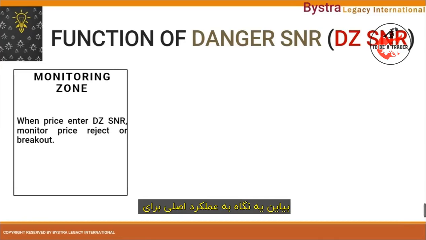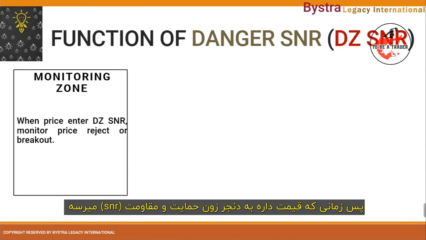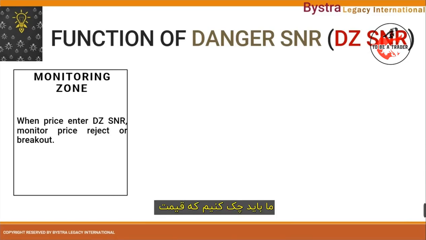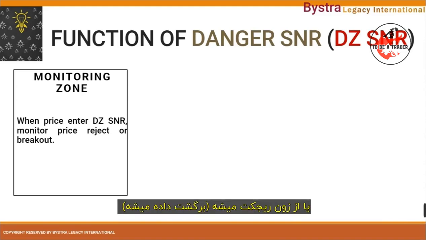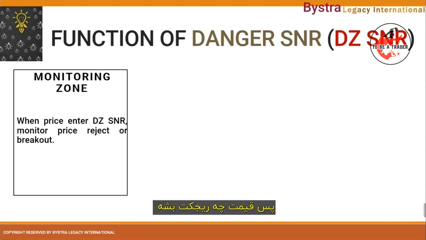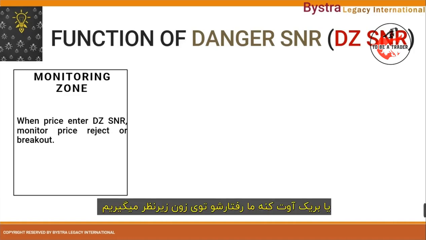Let's look at the main function for danger zone SNR. So the first thing about danger zone SNR is to monitor the zone. When the price enters the support and resistance danger zone, we have to check whether the price is doing a breakout or the price has rejected from the zone. So it will be the monitoring, either rejection or a breakout.